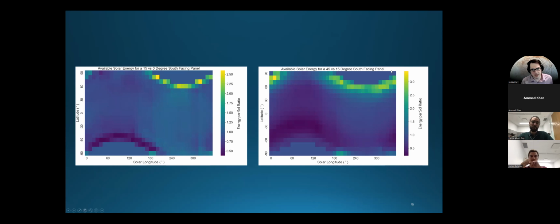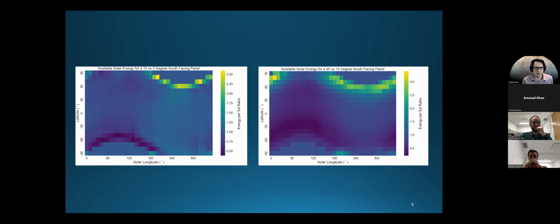Comparing some different angles. So here we have a 45 versus 15-degree panel facing south again. And we would see, again, about 3 times as much energy in this northern hemisphere area for that 45-degree panel compared to a 15. However, you would see a much deeper available region compared to the 60-degree one, where you would still get improved energy generation compared to the flat panel.